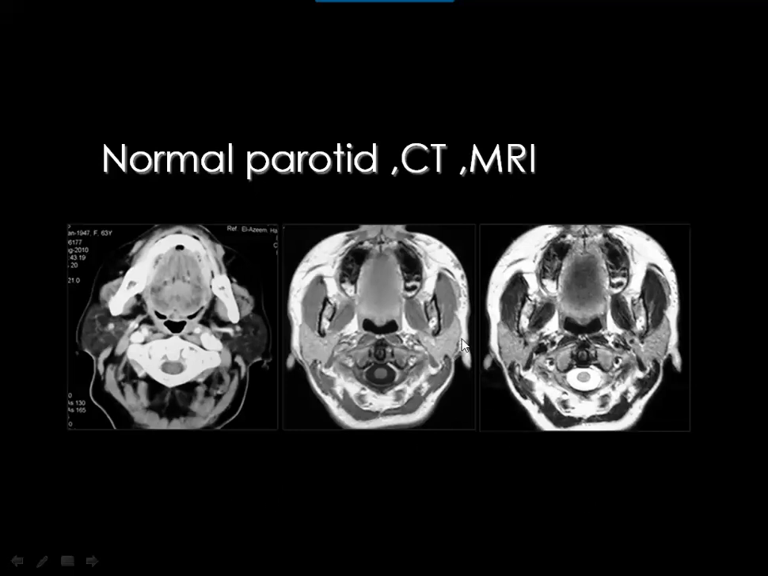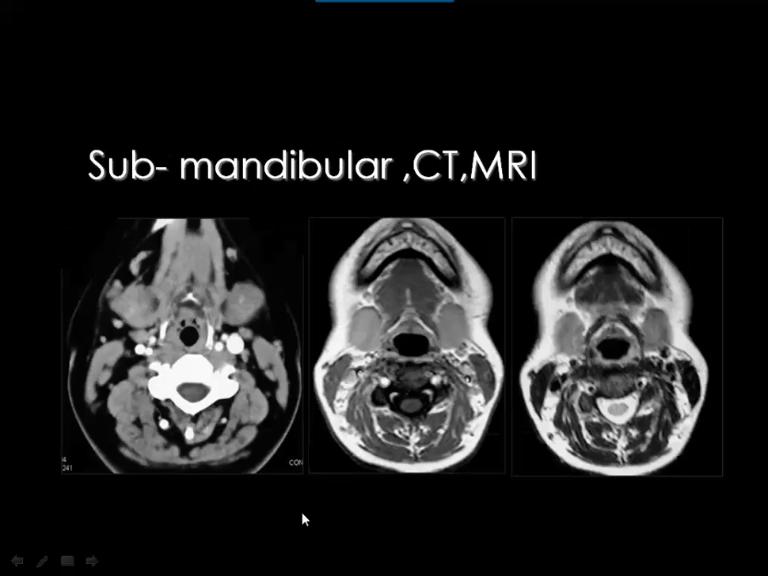Then in the T1 weighted image, you can appreciate the superficial and deep lobe of the parotid gland on the left side and also on the right side. In the T2 weighted image, there is some decrease in the signal intensity of the gland.